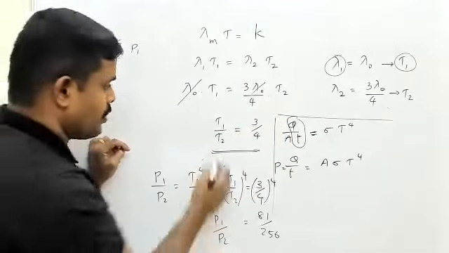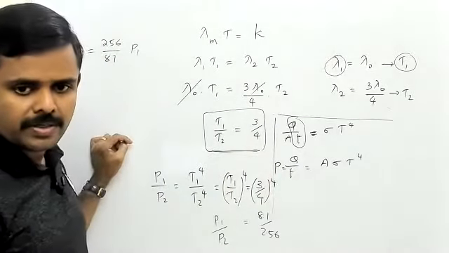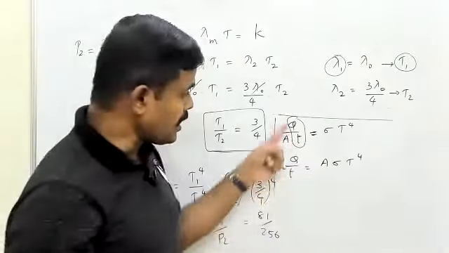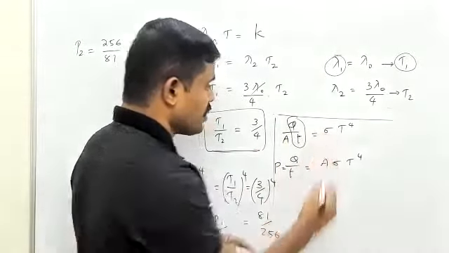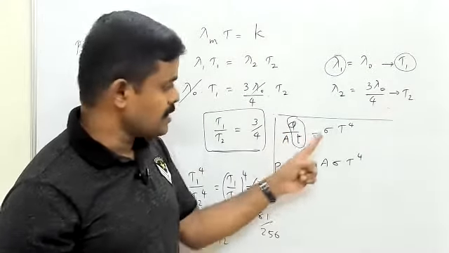T1 by T2 is 3 by 4. But the question is to find out the power radiated. What is power? I have an equation from Stefan's law. Stefan's law says E is equal to sigma T raised to 4. E means Q by A t, the energy radiated per area per second is sigma T raised to 4.